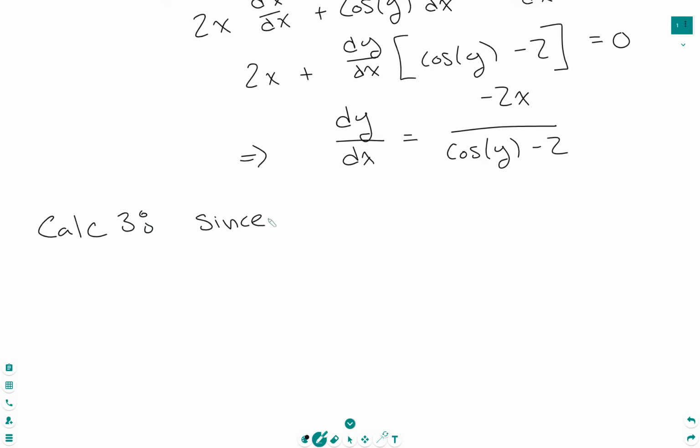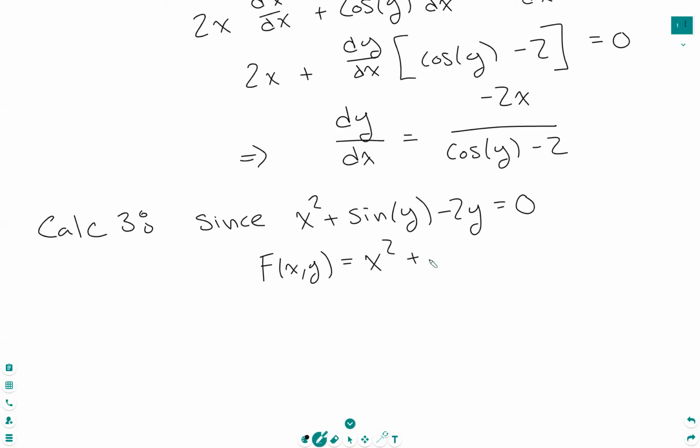so remember, our capital function needed to be equal to 0. And you can always rearrange algebraically to make sure that you get 0 on one of the sides. So we have x squared plus sine of y minus 2y is equal to 0. So this just means that our capital F function is equal to this left-hand side here, that thing that's equal to 0, x squared plus sine of y minus 2y.